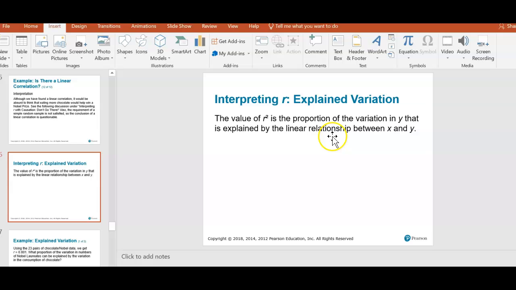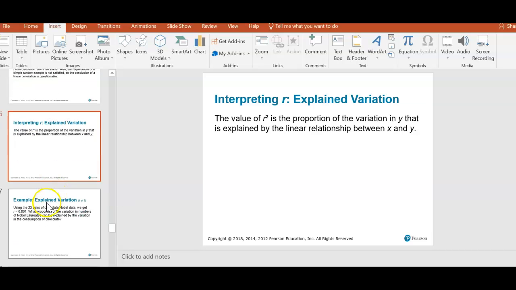Interpreting R, explained variation. The value of R squared is the proportion of the variation in Y that is explained by the linear relationship between X and Y. So that's why it always spits out the R squared value.